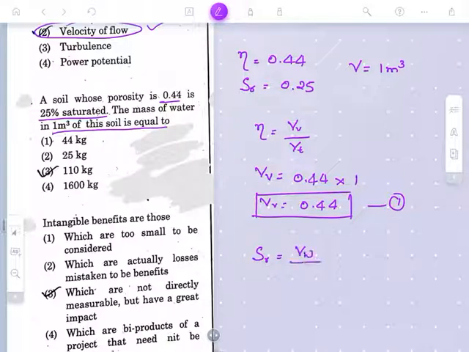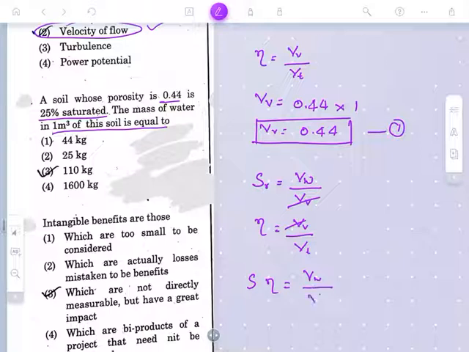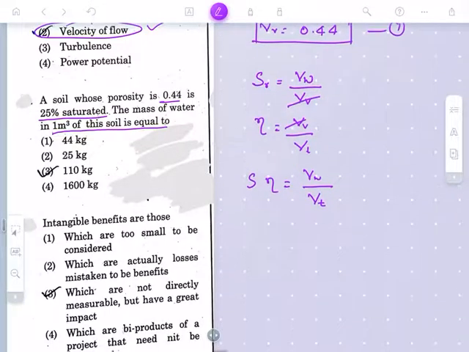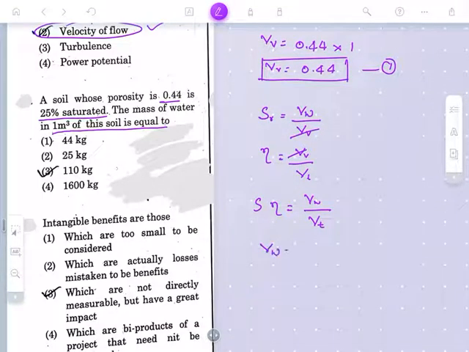Saturation will be equal to volume of water to the volume of voids. And one more relation, porosity is equal to volume of voids to the total volume. If you multiply S into N, the volume of voids gets cancelled, and it becomes volume of water divided by total volume. Now we need to find the volume of water.